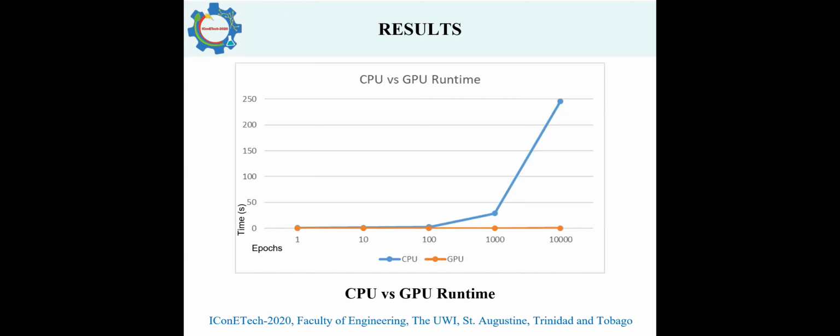So here's a graphical representation of the data previously depicted, where you can see that the CPU implementation increases exponentially, whereas the GPU implementation remains consistent in the time it takes to complete our task.